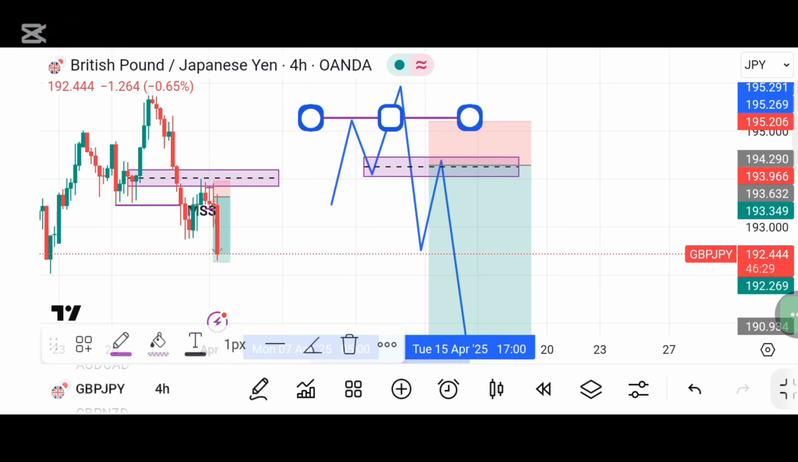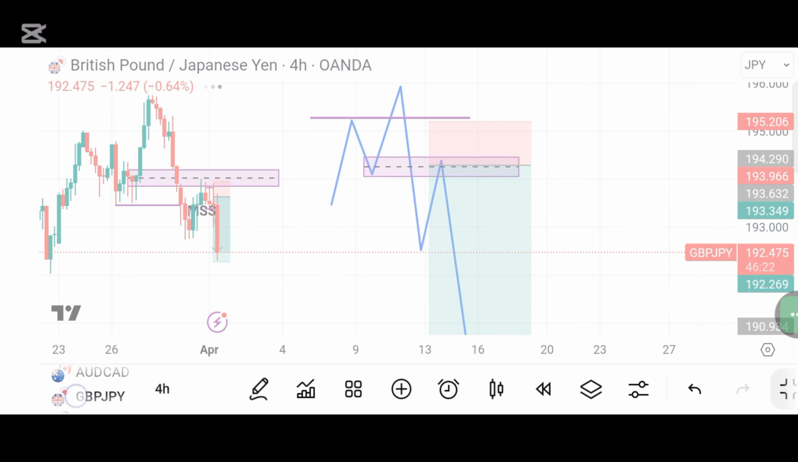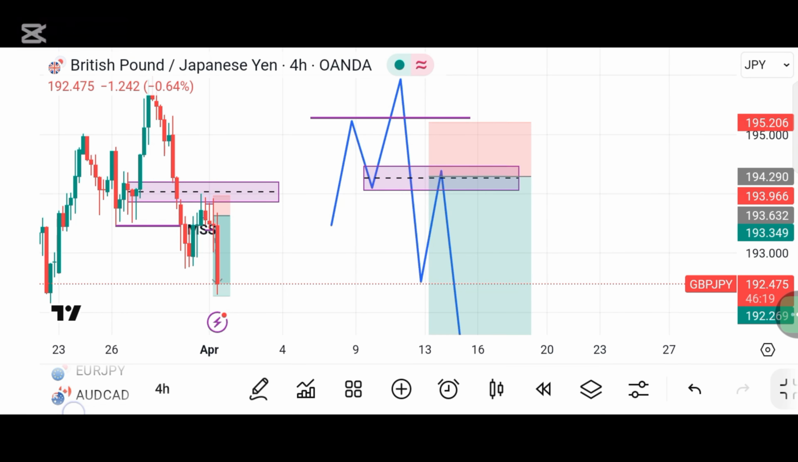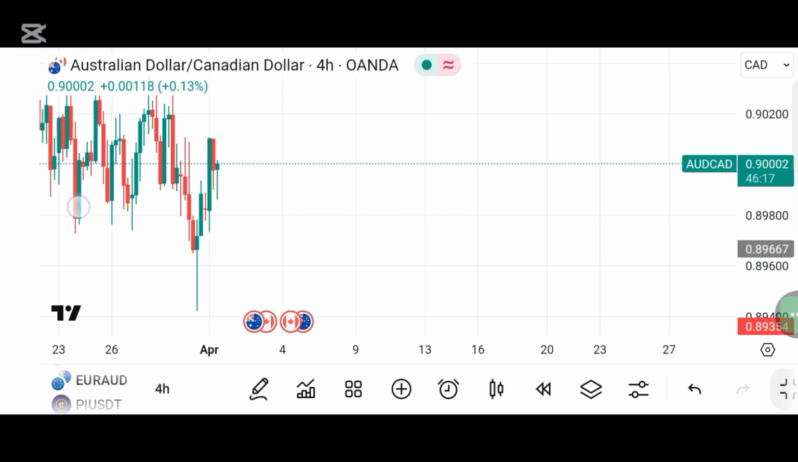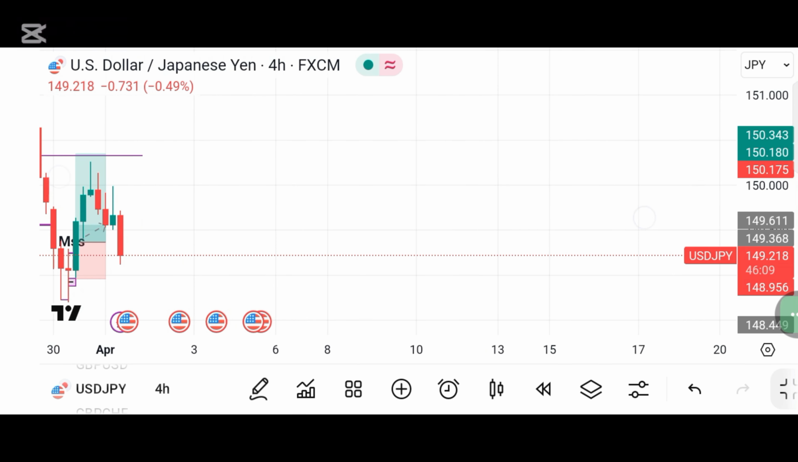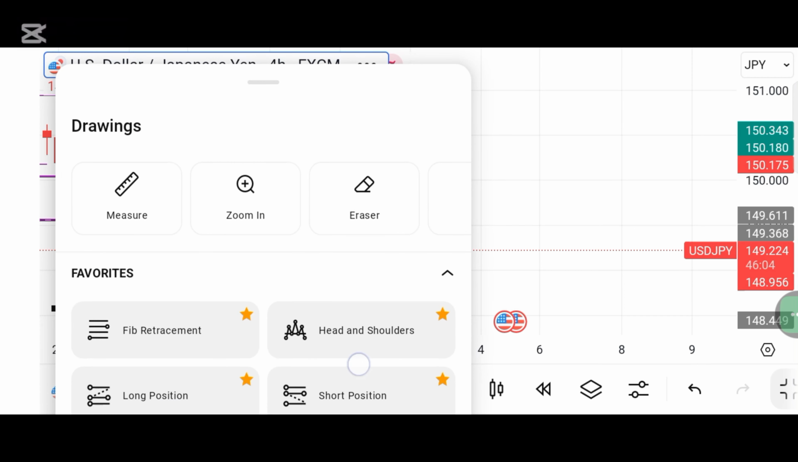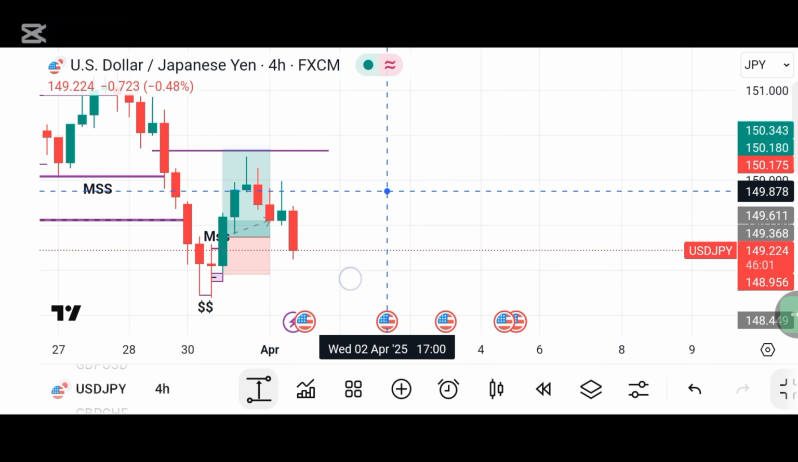Now, I told you that these pairs are correlating. On USD/JPY, we were actually retracing to a particular level of interest. Let's go to USD/JPY. USD/JPY on 4 hours, we were retracing to a particular level of interest, which is this fair value gap here. We are retracing to this fair value gap here.